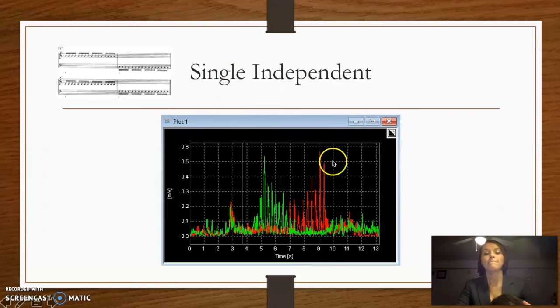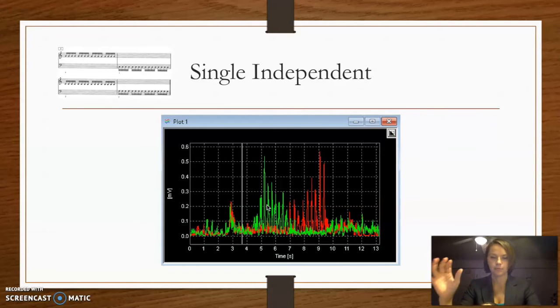But you can see that each time I struck, I have complete relaxation in my other hand if that hand is not the one playing. Green is left and red is right. So when my left hand is playing, my right hand is not doing anything, whereas when my right hand is playing, my left hand is doing very little.